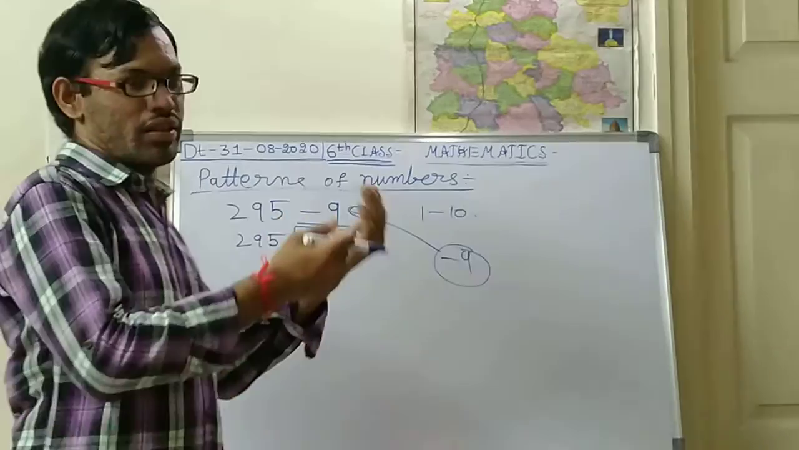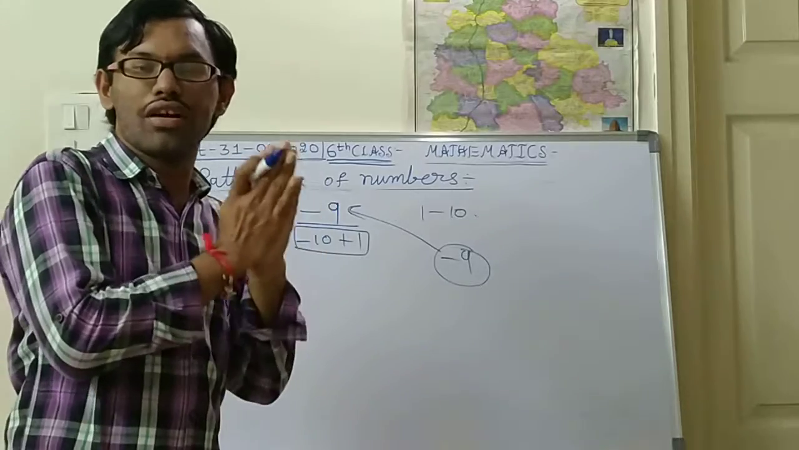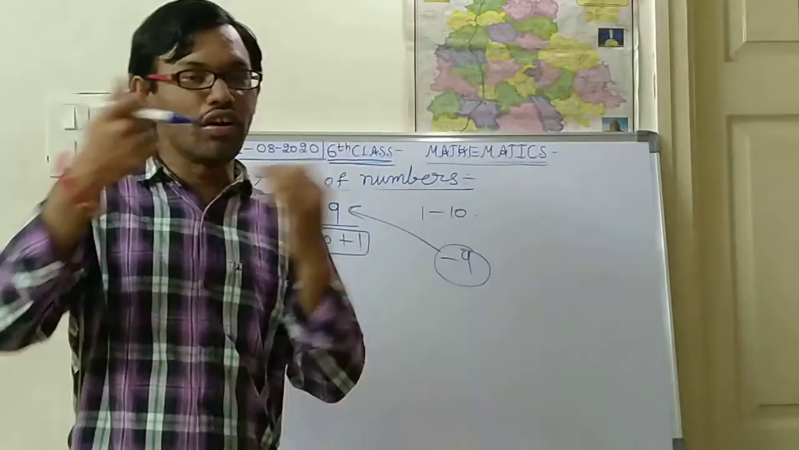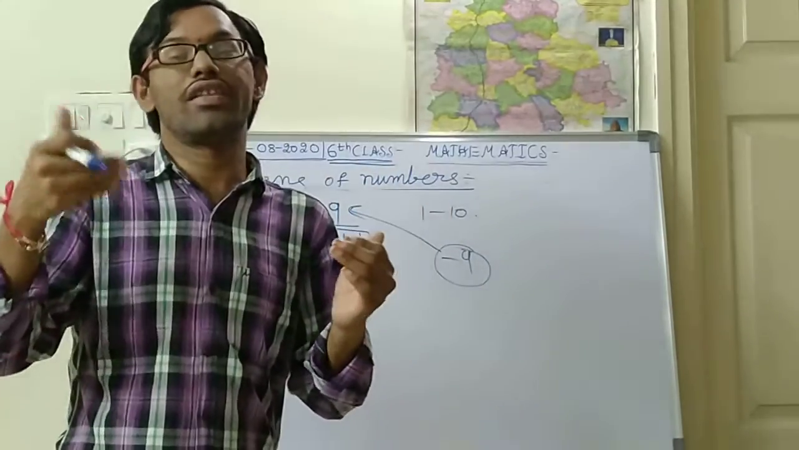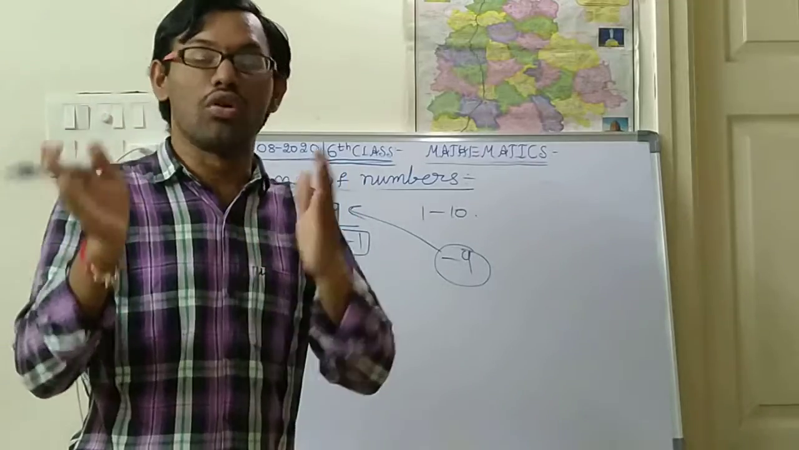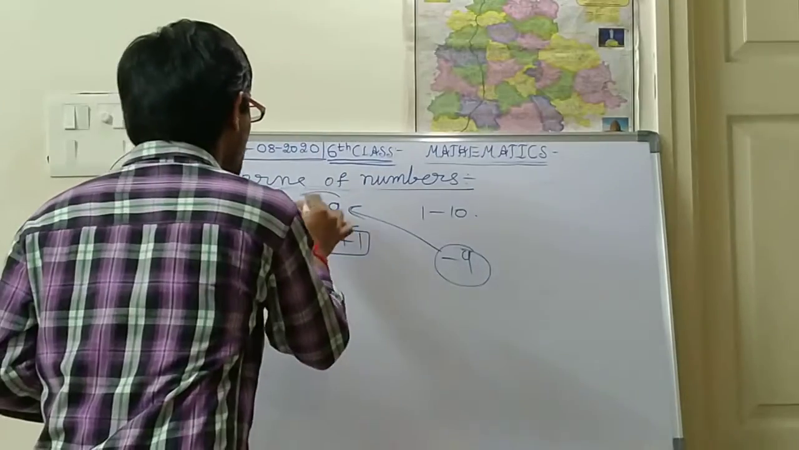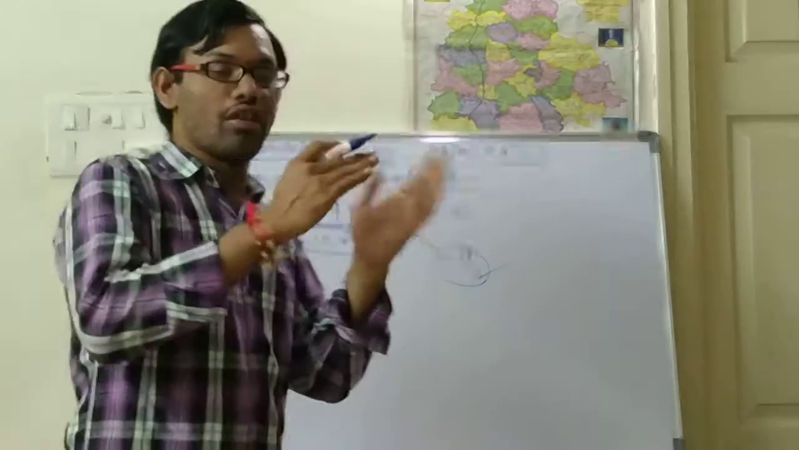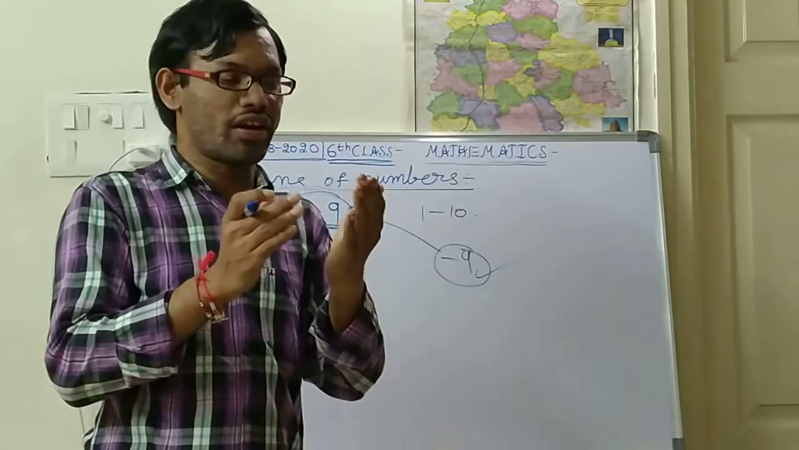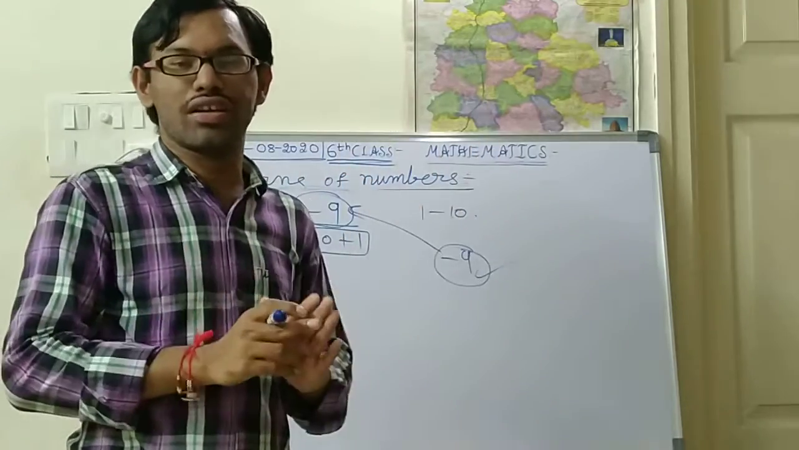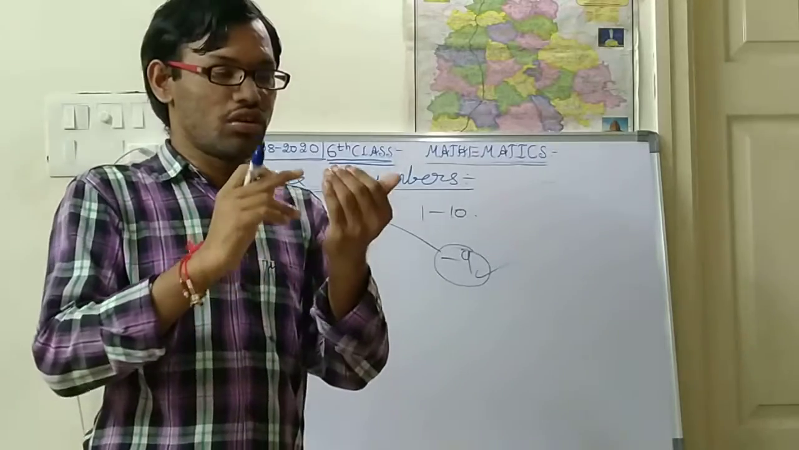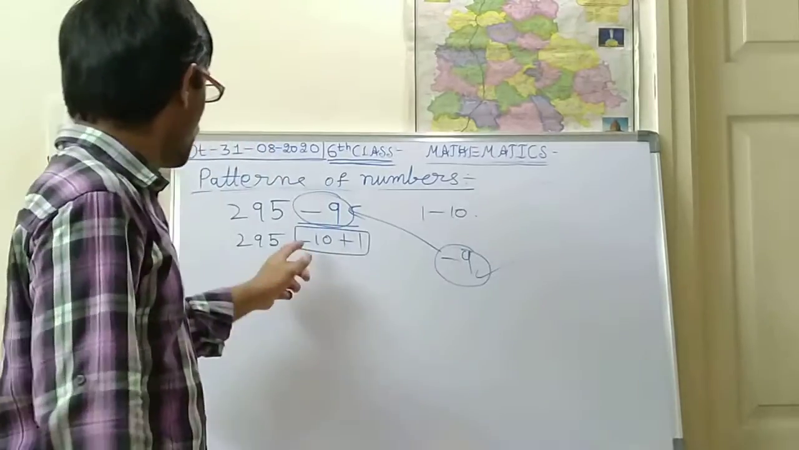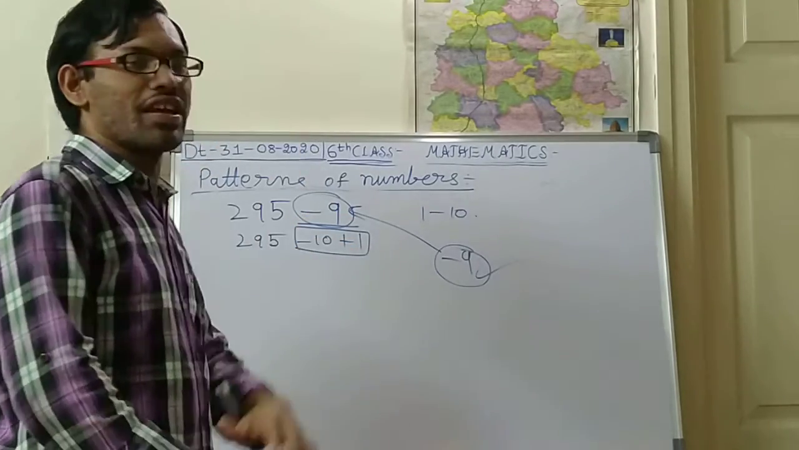Here we are discussing only whole numbers. Whole numbers start from 0. Before 0 there are some numbers. What are those numbers? Those are negative numbers. After 0 they are 1, 2, 3, 4 and so on. Before 0 they are minus 1, minus 2, minus 3, minus 4 and so on. So here I am writing minus 9 as minus 10 plus 1.